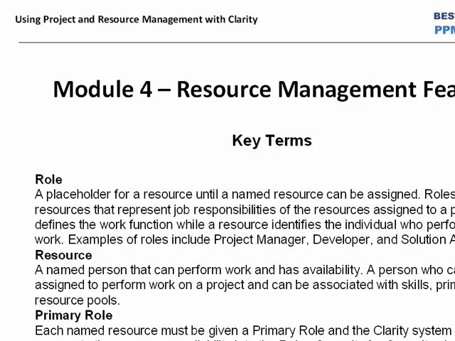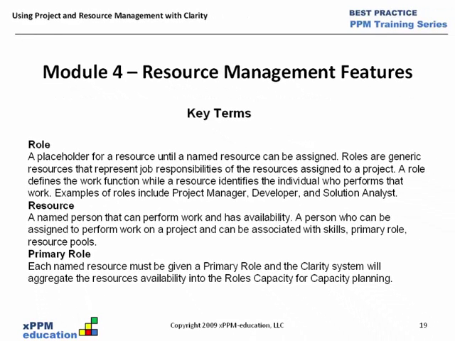That next item down is resource, a named person that can perform work and has availability. So the resource, then determining the resource, is typically the responsibility of the resource manager. And then the last item here is the primary role. As it says, each named resource must be given a primary role, and the Clarity system will aggregate the resource availability in the role's capacity.